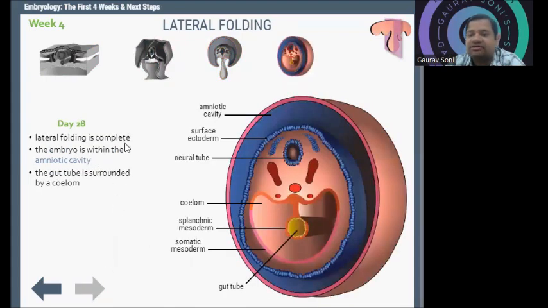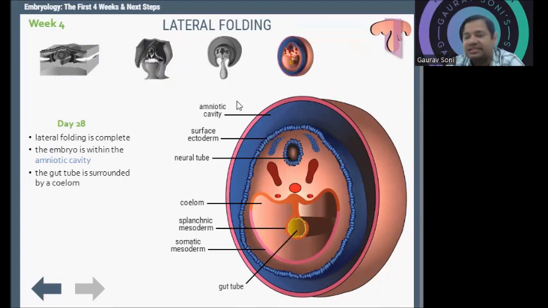Next, the lateral folding is complete after nearly 1 month or 28 days. The embryo is within the embryo. Now you can see the amniotic cavity everywhere around it. The amnion is everywhere. The gut tube is surrounded by coelom. Now this particular part is coelom. Here also you can see this is coelom, splanchnic mesoderm, somatic mesoderm forming the body cavity. Then you can see neural tube, surface ectoderm.